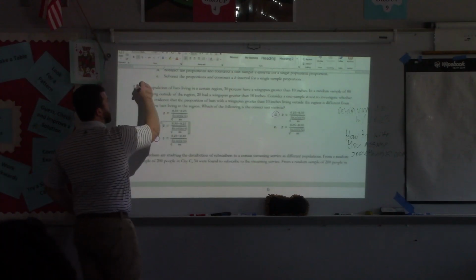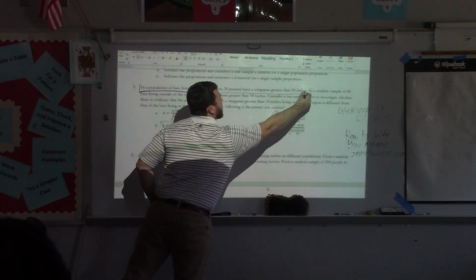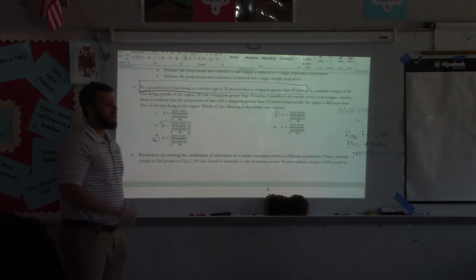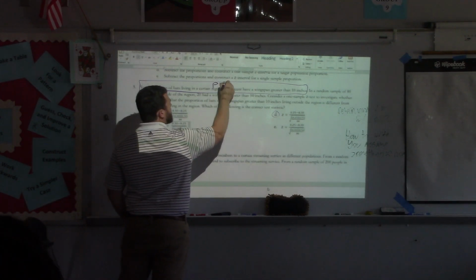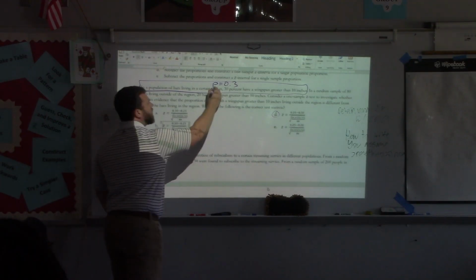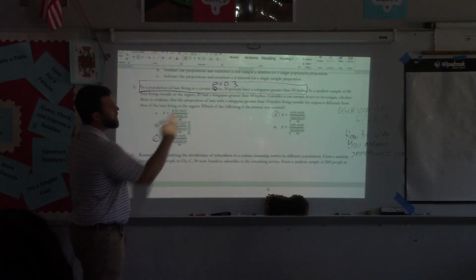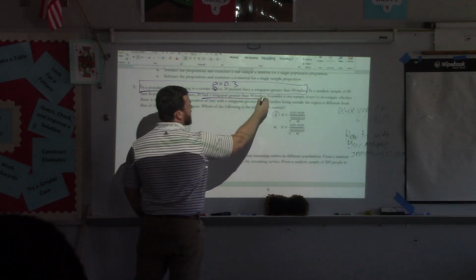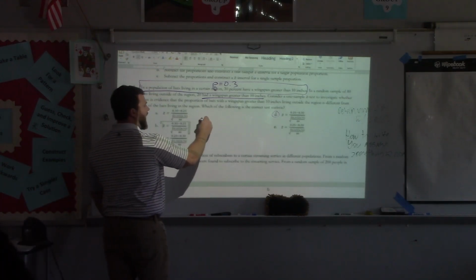But right here, this is the population. That's not a sample, that's a population, right? That's my null hypothesis that P is equal to 0.3. Alright, there's my null. Well, I should say P sub 0, the null hypothesis. That's what I'm testing against. Now, the 20 had a wingspan greater than 10 inches, but what's P hat in this case?